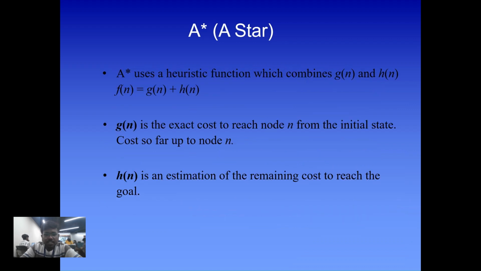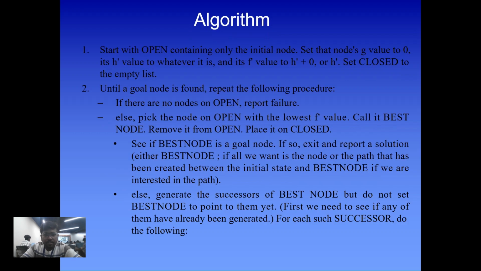A-star uses a heuristic function which combines g of n and h of n as mentioned in the earlier stage. f of n is equal to g of n plus h of n, which is the formula for A-star search. g of n is the exact cost to reach node n from the initial state, that is, the cost so far up to node n. h of n is an estimation of the remaining cost to reach the goal. So let us get into the algorithm.